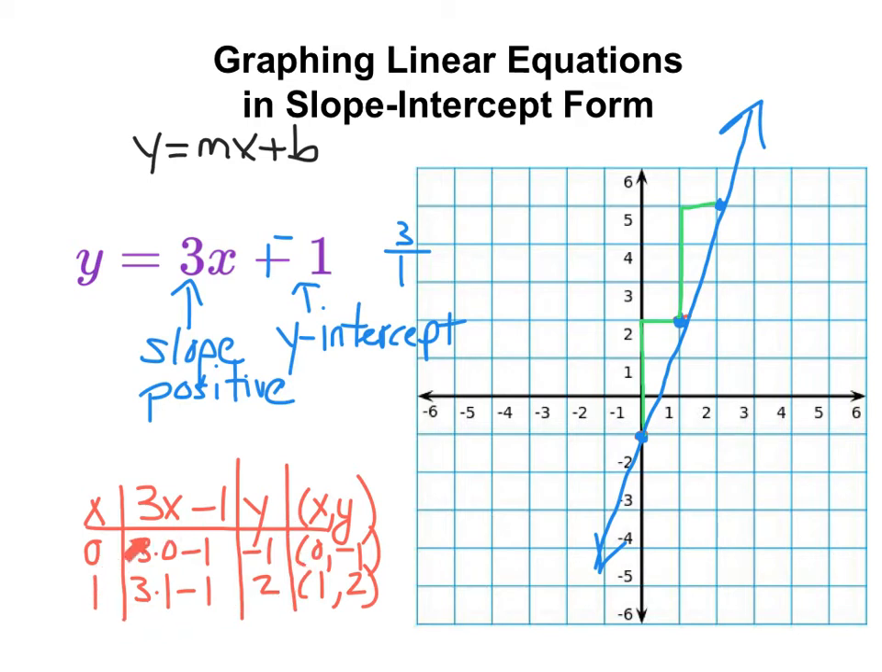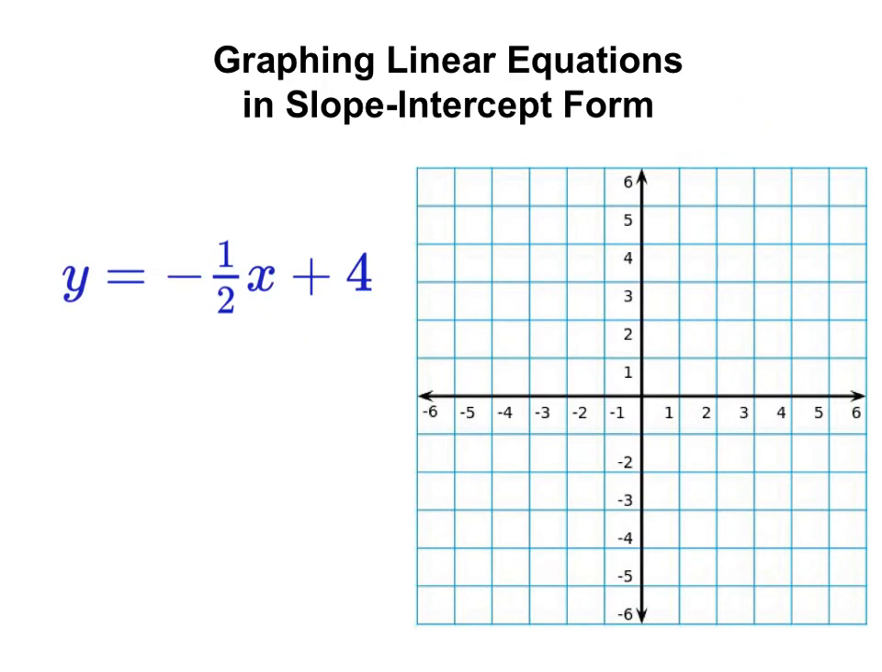The benefit to just using the equation in slope-intercept form is that it saves us a lot of work. It saves us all of this work. The only thing we need to be careful of is making sure that we have a positive or a negative slope, as it says.